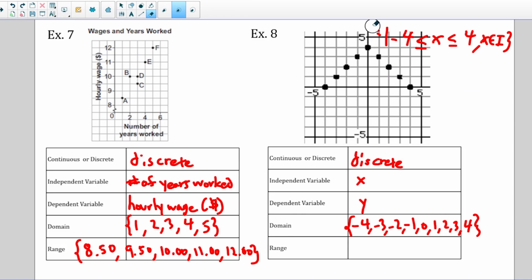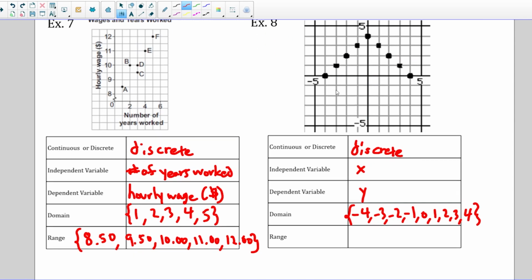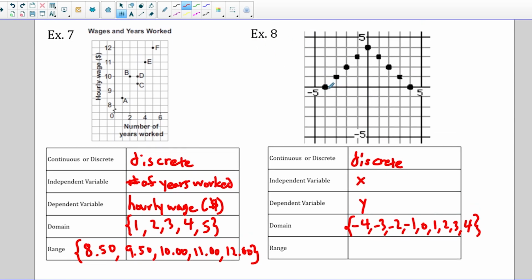Let's go ahead and get rid of all this. And now we're going to do the same thing for the range. So again, I'm going to look here. My lowest value of y is 0. So we go 0, 1, 2, 3, 4. So our range is the set of values 0, 1, 2, 3, and 4.